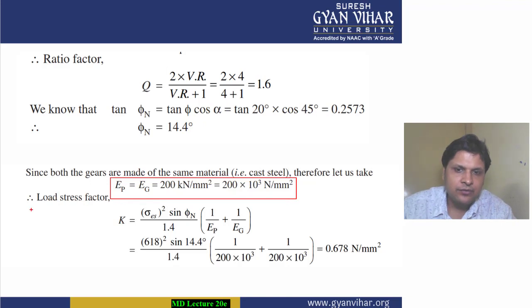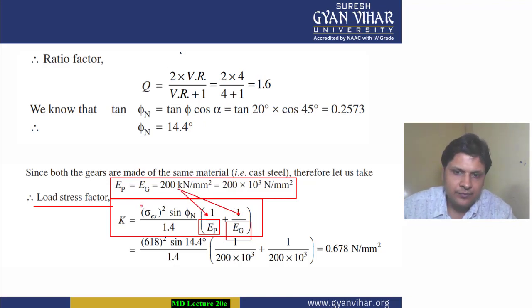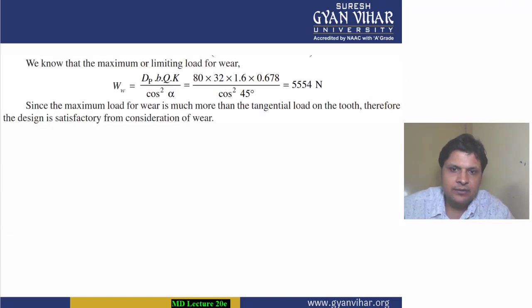Then after using this Young's modulus in the formula of load stress factor, you can calculate the load stress factor. In the load stress factor you need EP, EG, which we will calculate from the data book. All right, and apart from that, the endurance stress value is also given in the question. It is 618. Putting all these values you will get the load stress factor value. So ratio factor and load stress factor both we have calculated.